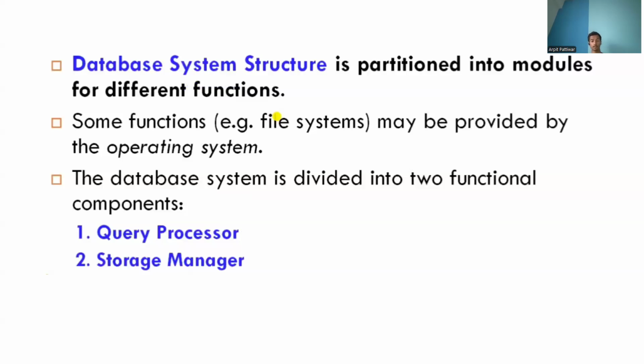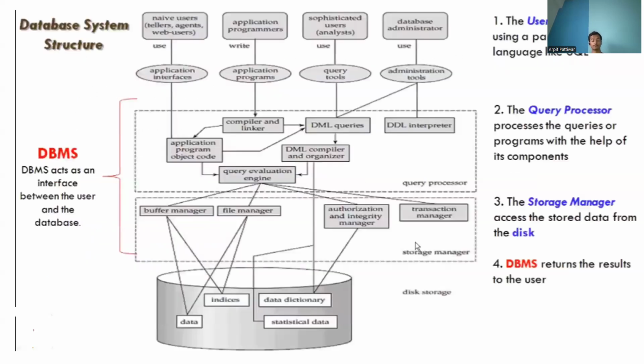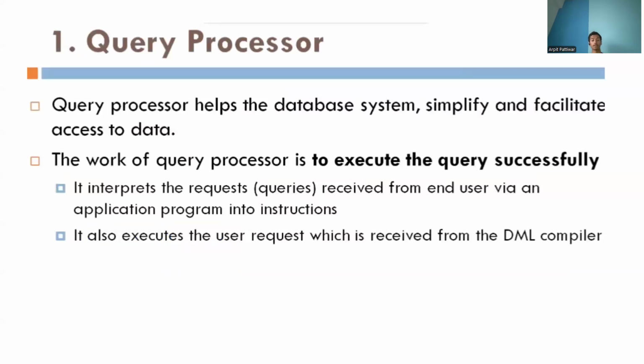Modules for different functions. Some functions may be provided by the operating system. The database system is divided into two functional components: query processor and storage manager. Query processor helps the database system simplify and facilitate access to data. The work of the query processor is to execute the query successfully.